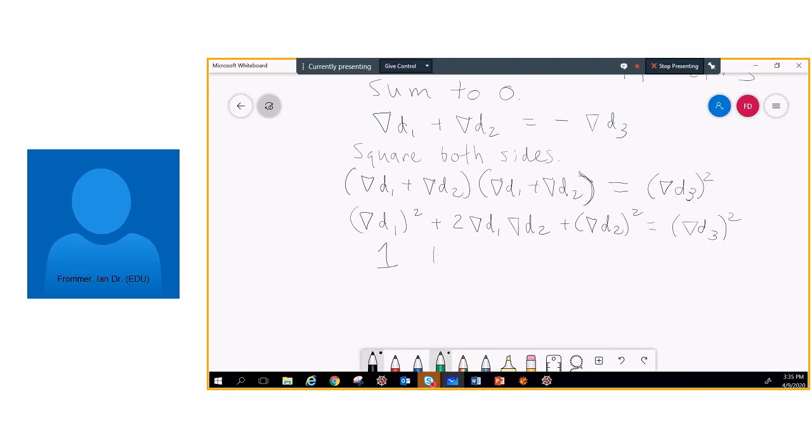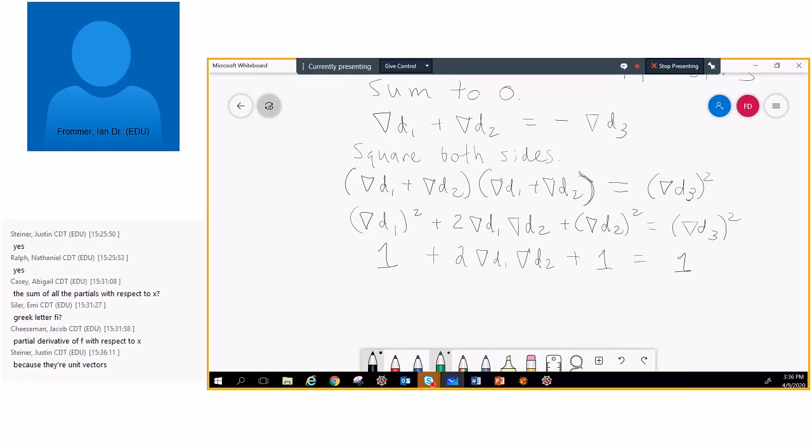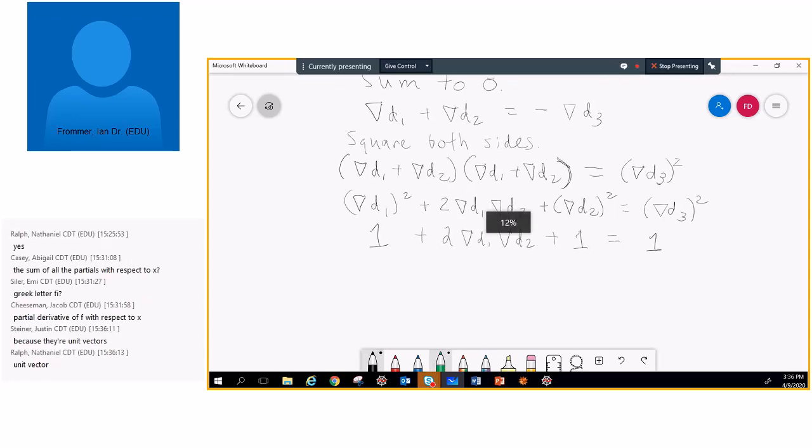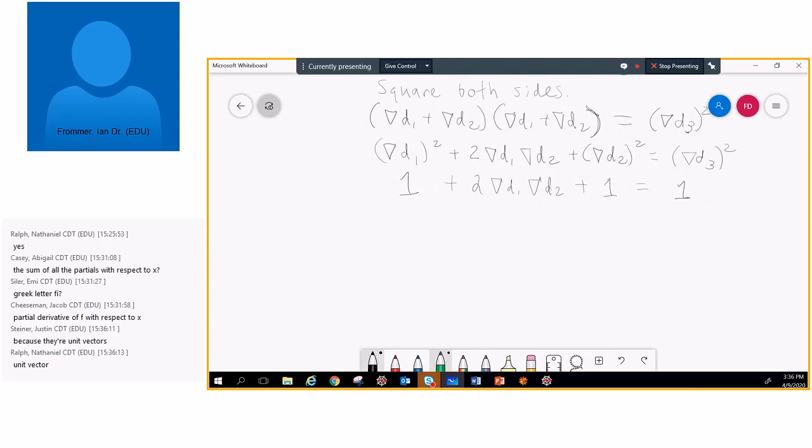That's 1. And that's 1. Why? Actually, this is 1 also. Right? Everyone remember why those are all 1? Yeah, they're unit vectors, right? So that was the point of that step in the proof. Show that they're unit vectors and you get this nice simplification. All right, great. So now we can subtract a bunch of stuff and we're left with this.